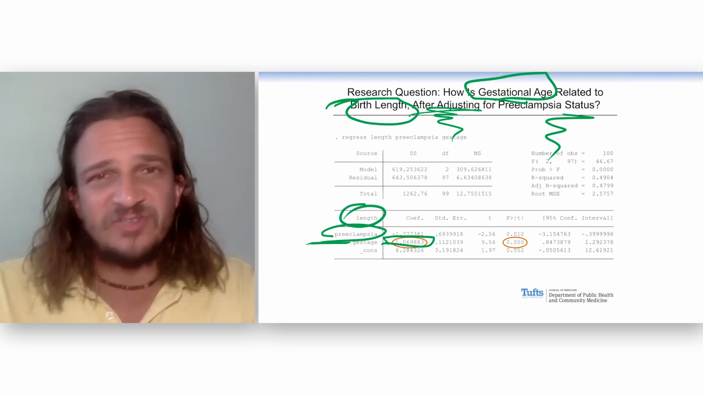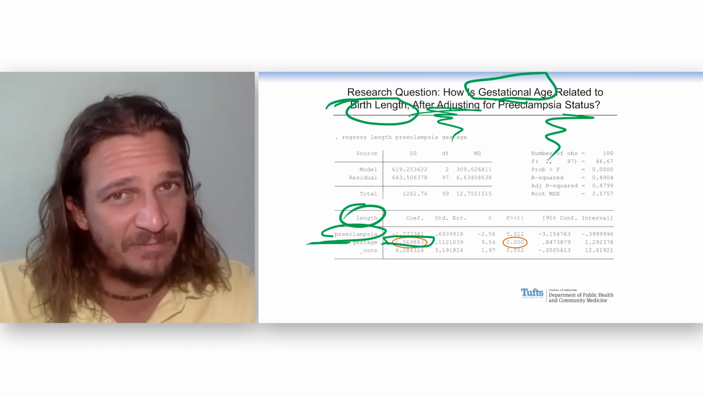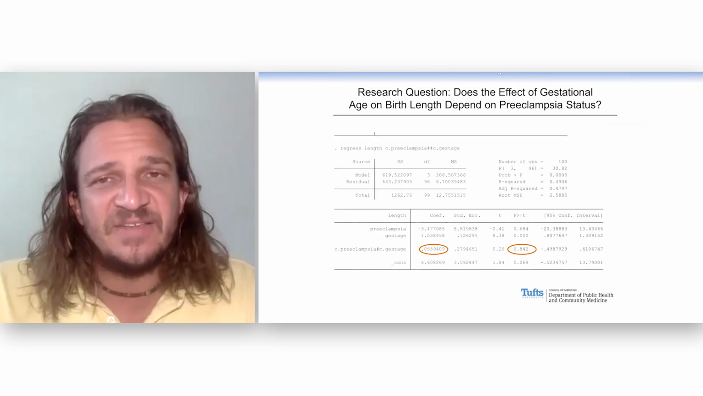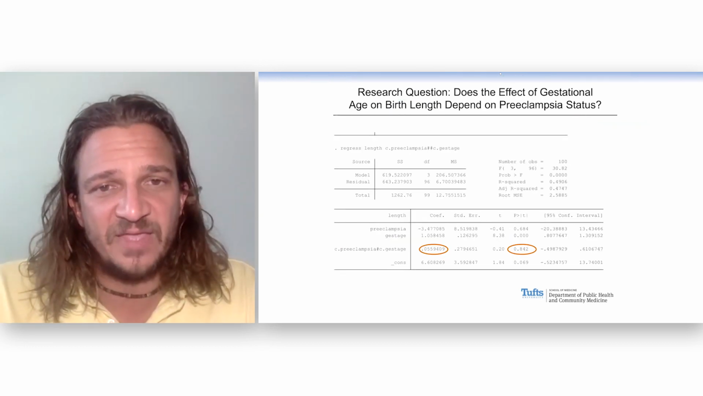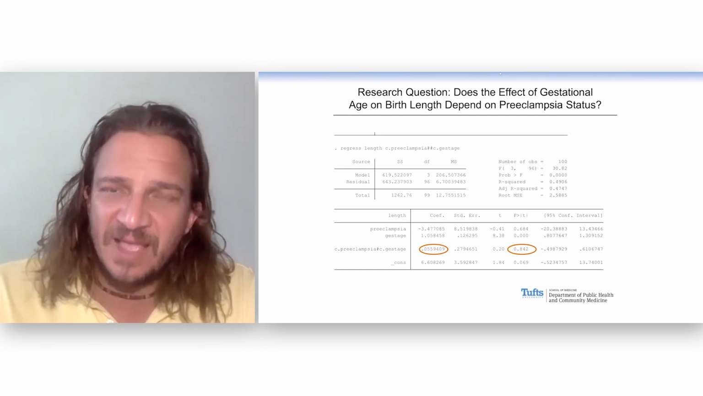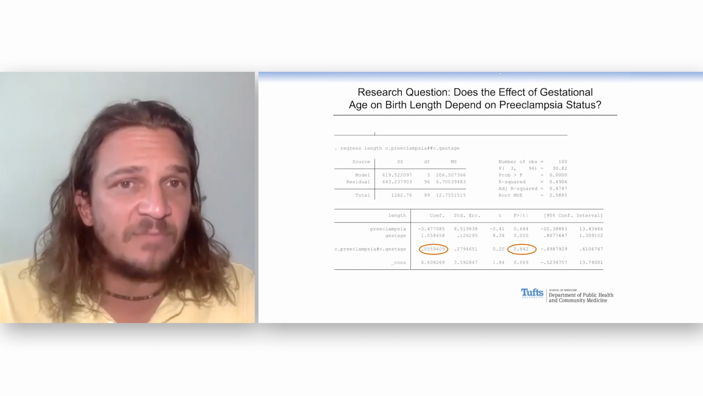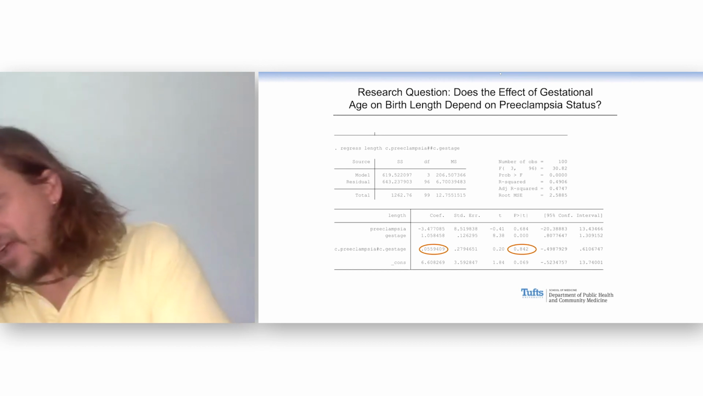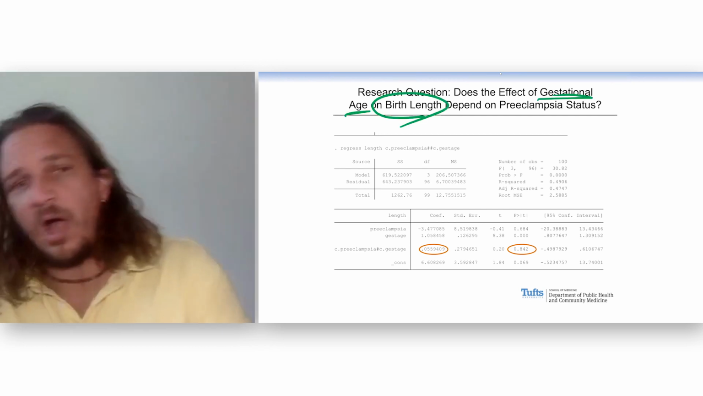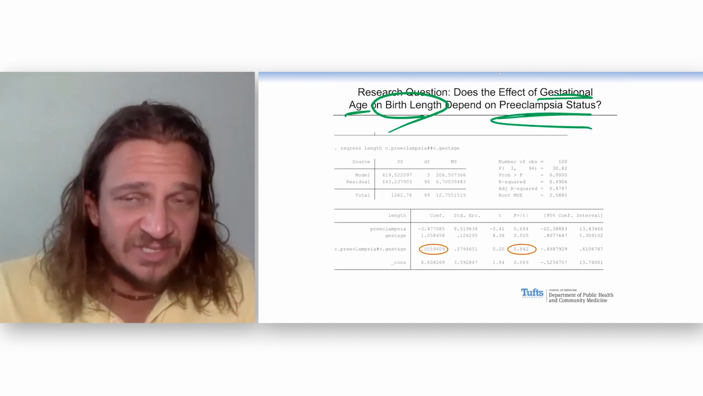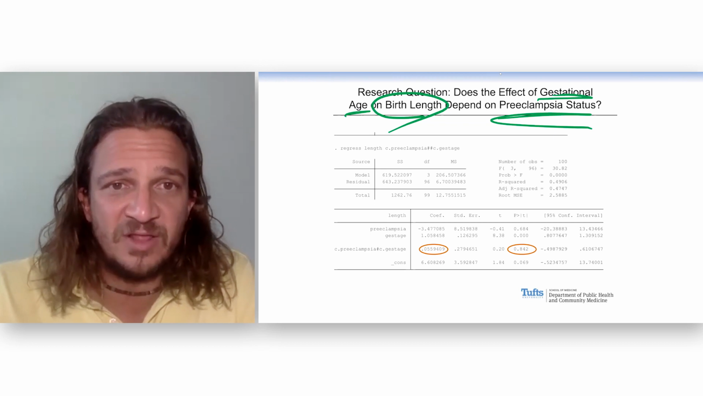Now I'm going to show you another research question, and at first glance it might look exactly the same, but it's totally different. This research question is, does the effect of gestational age on birth length depend on preeclampsia status? What that's really asking about is effect modification. Does the effect of this first X on Y depend on your second X? The only way you can answer that is to fit an interaction term into the model.